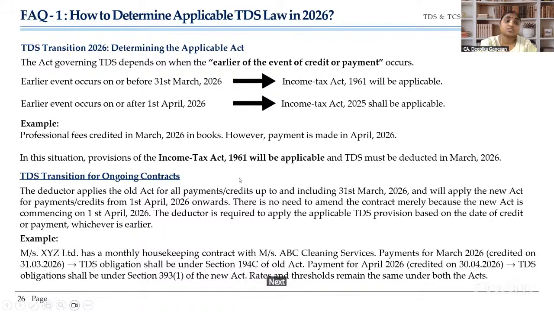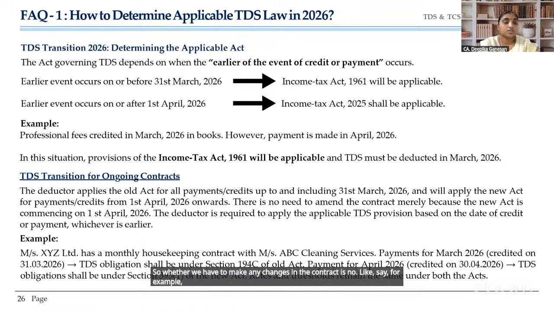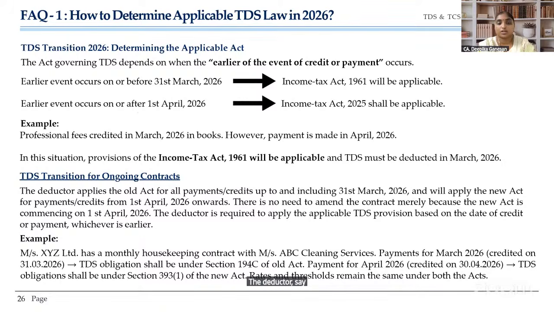Next, TDS transition for ongoing contracts. Whether we have to make any changes in the contract: no. The deductor applies the old Act for payments or credits up to 31st March 2026, and from 1st April onwards he will apply the new Act 2025. So he need not amend the contract. The Act will be applicable based on the credit or payment. When it commences from 1st April, automatically the new Act will be applicable and the deductor will be required to apply the new TDS provision.